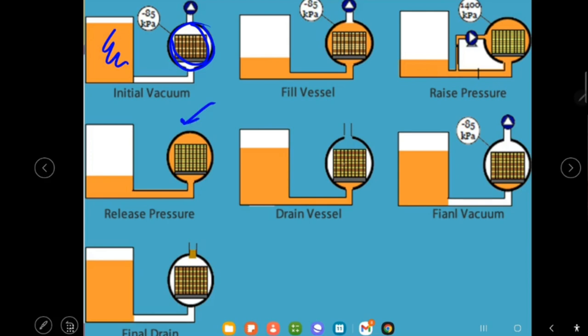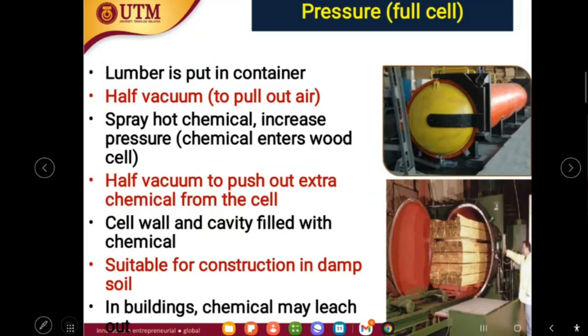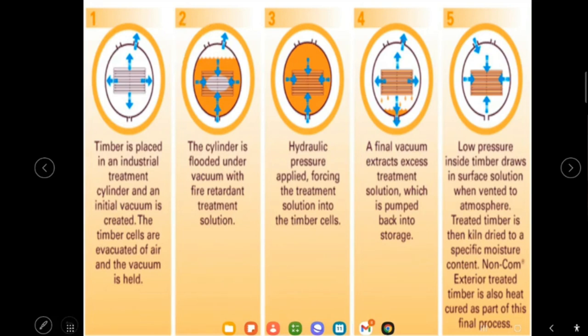And then we drain the preservative and let it dry. Let the excess preservative drop to the bottom. And then after that, we vacuum it again. So final vacuum and then final drain. So this is the process.